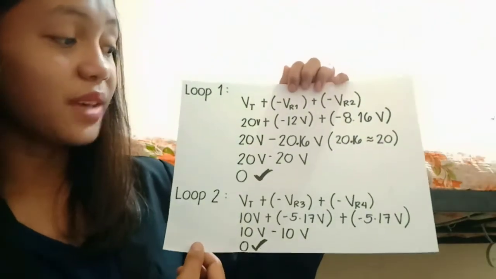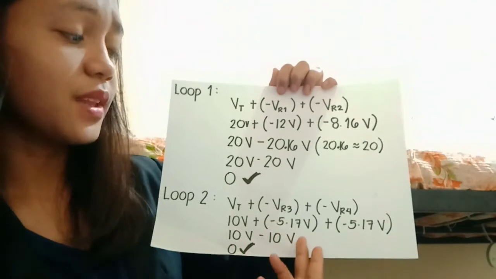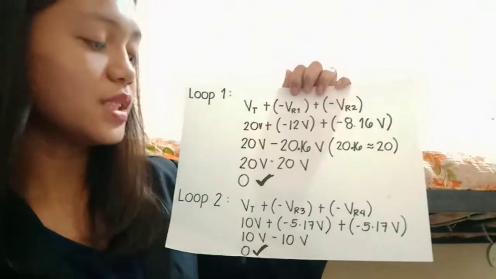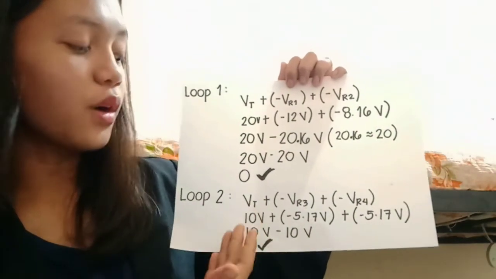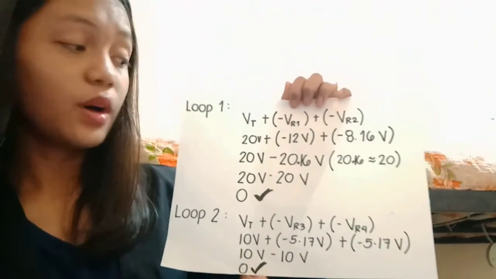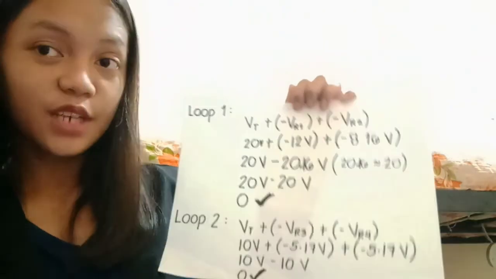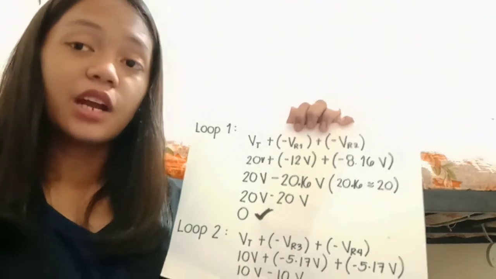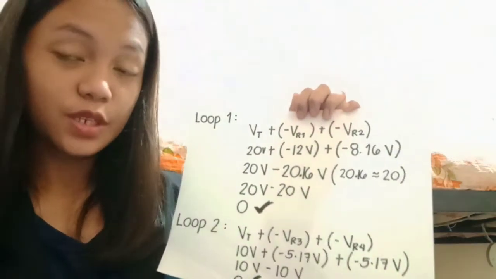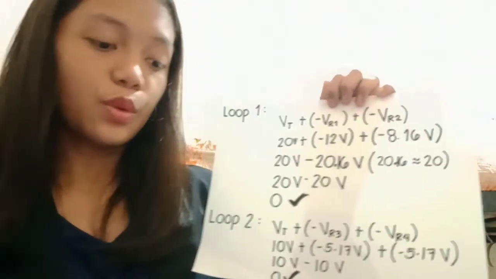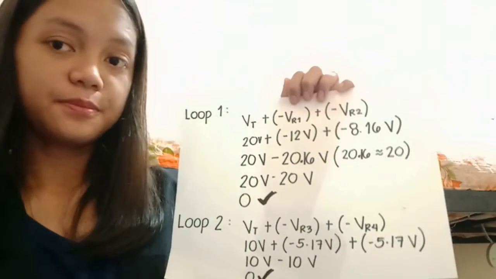For loop number 2, same case, same steps. We substituted our data. We added negative 5.17 volts plus negative 5.17 volts. That is approximately 10. And we subtracted it from the total voltage of 10 volts and still get 0. So as you can see, in both loops, we arrived at the same answer of 0, which means we can say that Kirchhoff's law holds true, as the individual voltage drops across these closed loops, respectively loop 1 and loop 2, add up to the total voltage, which is 20 volts and 10 volts respectively.